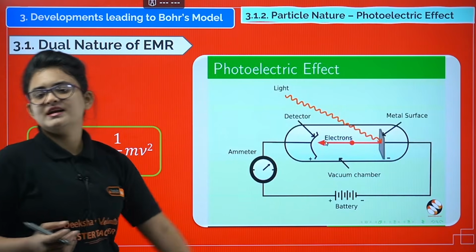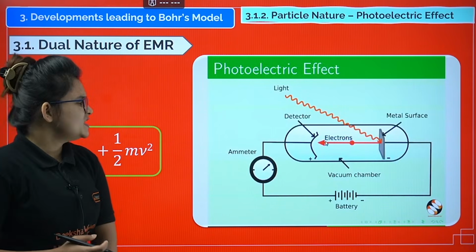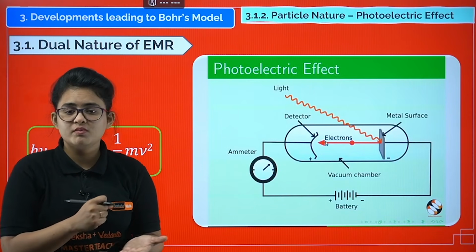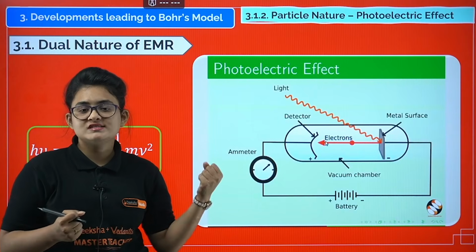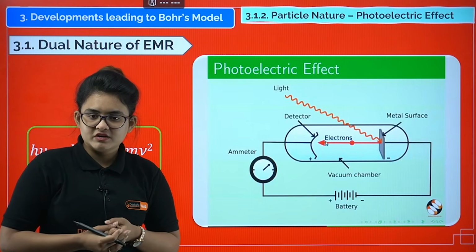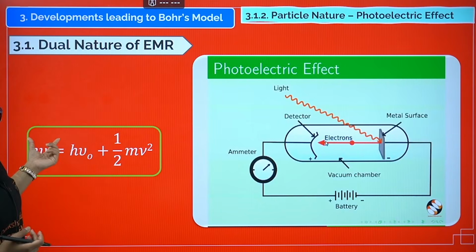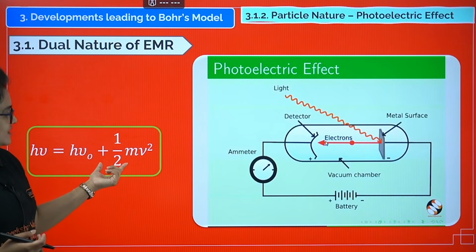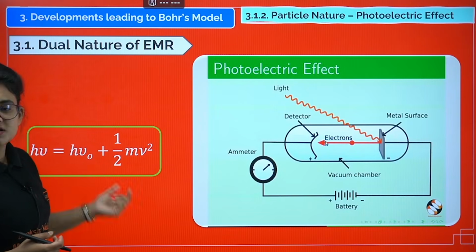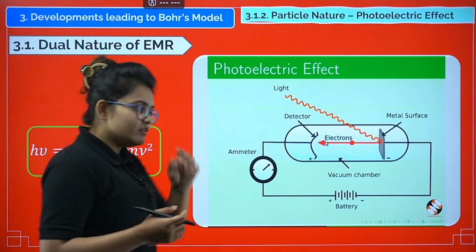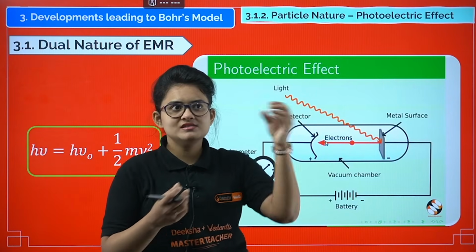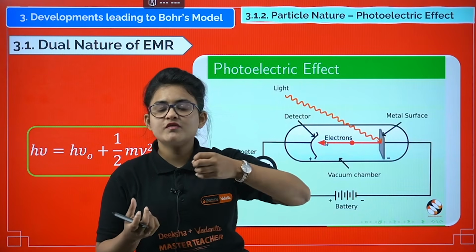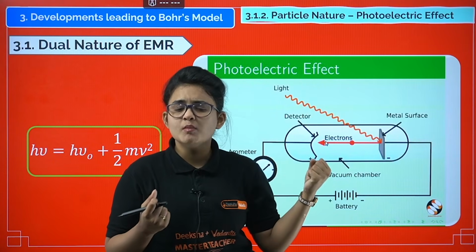Next particle nature is the photoelectric effect. What is the photoelectric effect? If you have a metal surface and light or a photon particle strikes it, then electrons will start to be emitted. This is the photoelectric effect. You can see h nu equals h nu 0 plus half m v square. Half m v square is the kinetic energy of the electron, and h nu 0 is called the work function. Whenever the photon strikes, the electron does not go out immediately. It has to cross the work function, a threshold energy, and then it will come out, right?